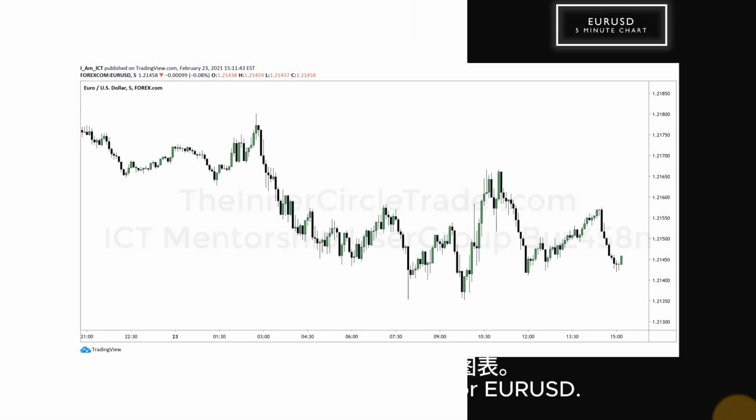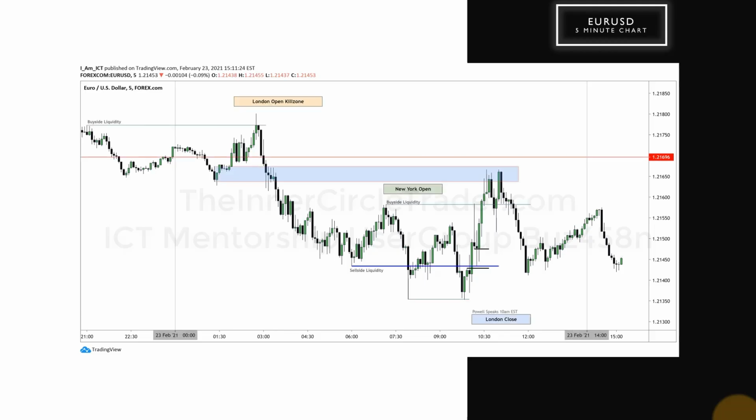All right, here's the 5-minute chart for Euro Dollar. So we had a buy side liquidity pool over here, rallied up into that, broke lower, and created a breaker here. We'll talk about that later in the video.